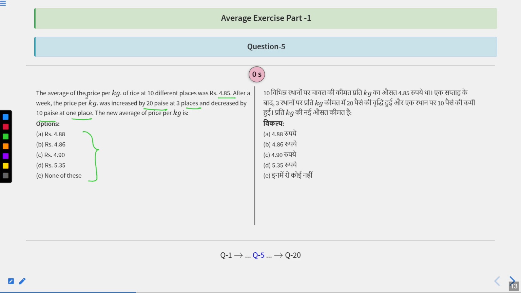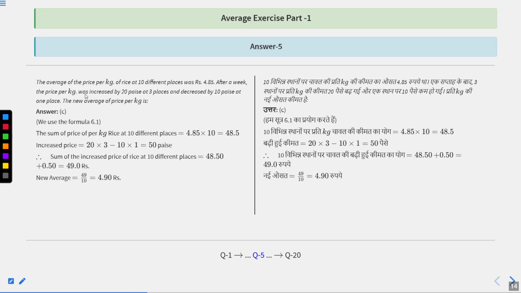Now time's up. Let's see the solution. The sum of the price per kg of sugar at 10 different places will be the given average price multiplied by 10, which becomes 48.5 rupees. Now the increased price will be 20 paisa at three places, so 20 into 3, and 10 paisa is decreased at one place. So we can subtract it, which becomes 50 paisa.